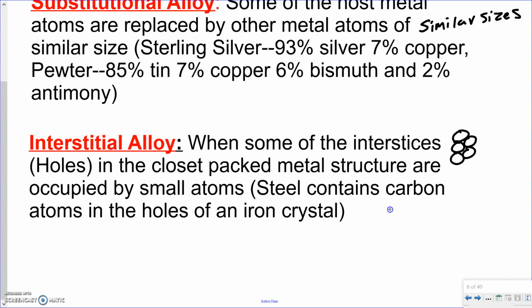Okay, and this is only going to happen if you have a significantly smaller atom. So this is very common, like with our iron carbide. Carbon is significantly smaller than iron, so it ends up filling in these spaces. So that's kind of the difference between these and being able to recognize those differences. Okay, so that's metals and alloys.